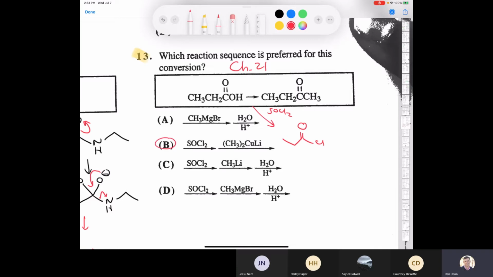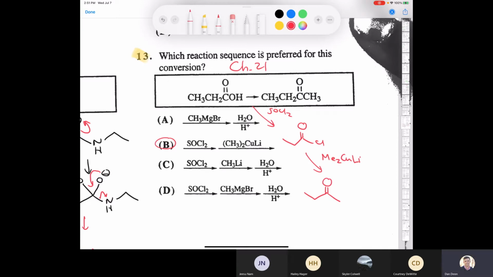Because if you were to use methyl lithium, you would end up with an alcohol in the end, right? If you were to treat this with methyl lithium, that's going to do nucleophilic attack, proton transfer, and you end up with a tertiary alcohol. So you have to hit it with a cuprate, right? So you would want to use the dimethyl cuprate is what you would use to do the substitution, the nucleophilic acyl substitution to make butanone.